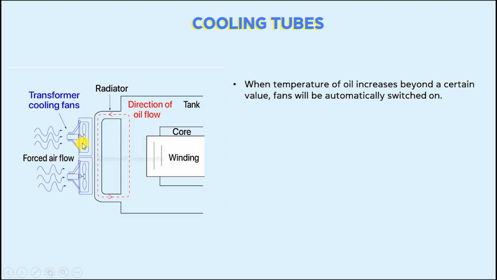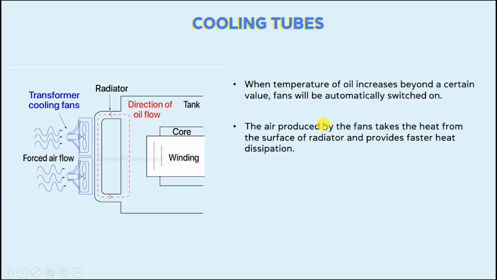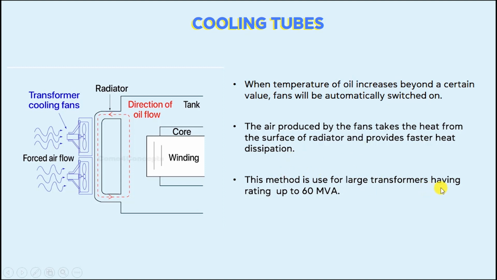Here you can see another diagram so that you can understand it. The air produced by the fans takes the heat from the surface of the radiator and provides faster heat dissipation. However, this method is used only for large transformers having a rating up to 60 MVA. So in the case of a large transformer, fans are also inserted along with the cooling tubes to provide faster cooling.